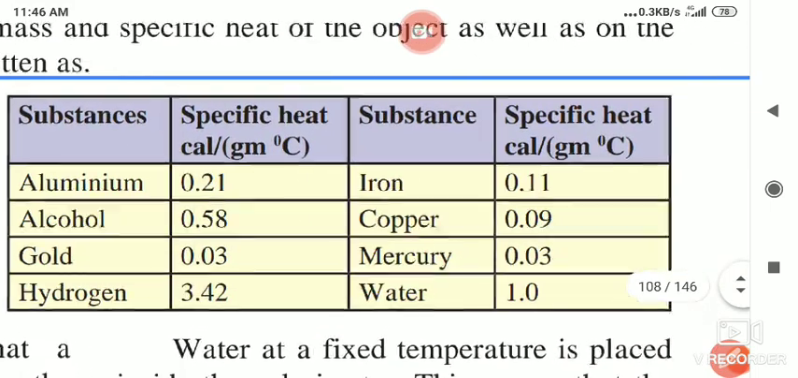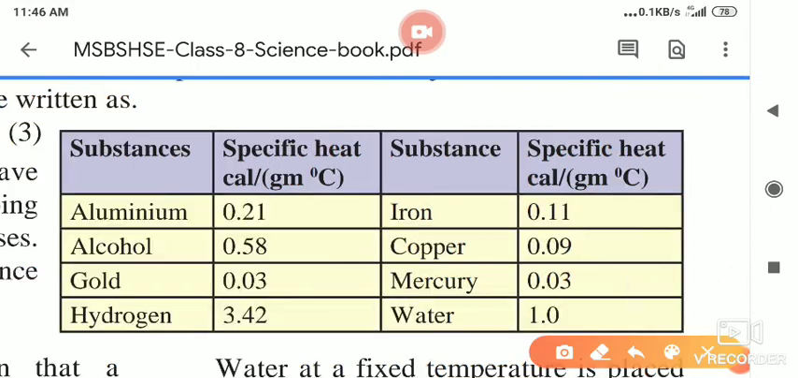Some substances' specific heats are given here. The first substance is aluminium, and its specific heat is 0.21 calorie per gram per degree Celsius. Alcohol, its specific heat is 0.58.